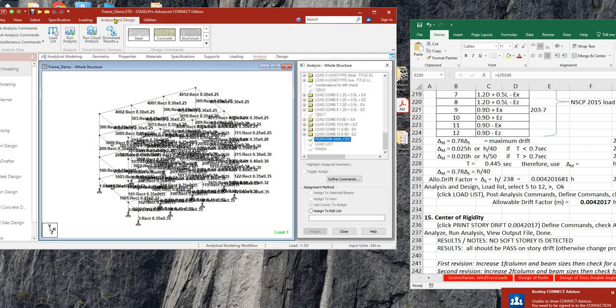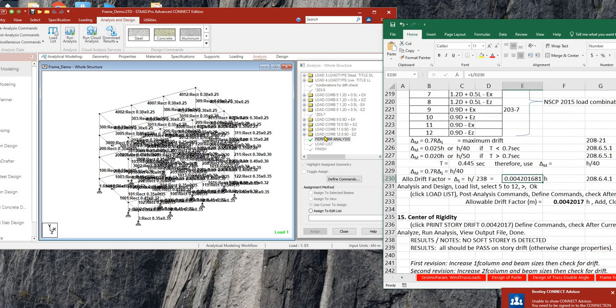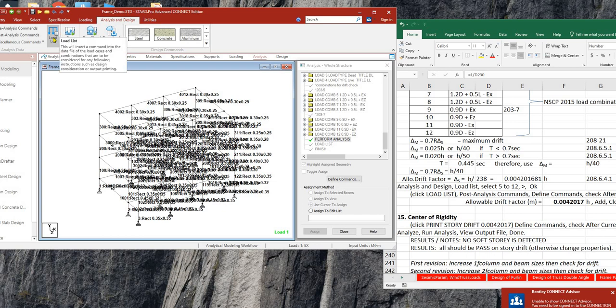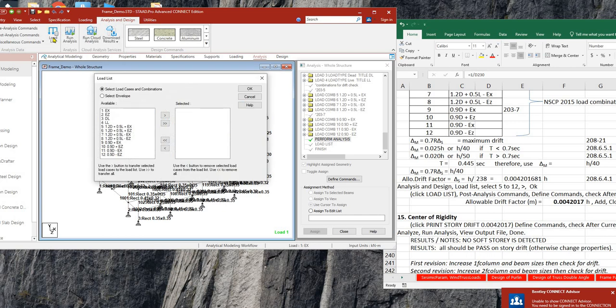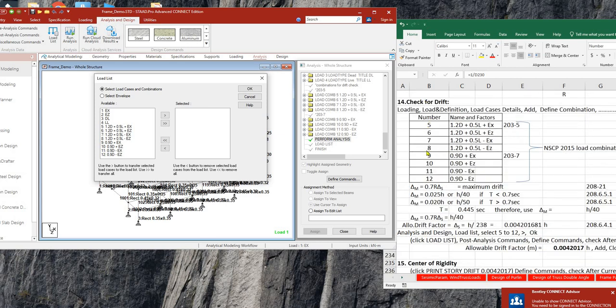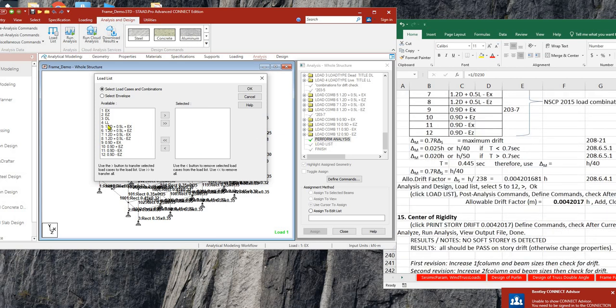And then Analysis and Design, i-click natin si Load List. Tapos select natin si 5 to 12. Yan yung ginawa nating combinations, ano? So 5 hanggang 12, tapos click po si arrow right. Then you press OK.